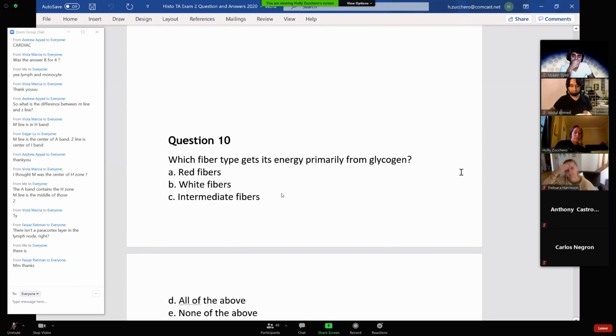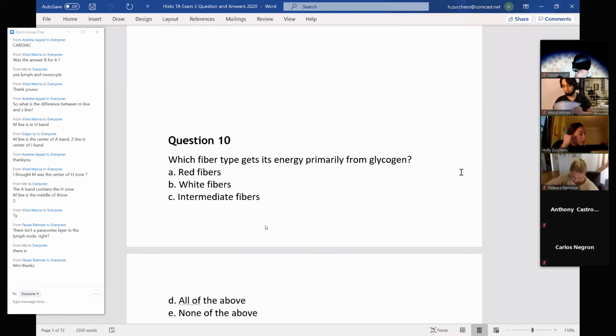And then which fiber type gets its energy primarily from glycogen? I'll give you a little bit here. Okay, what's the answer to this one? A. The answer here is B.